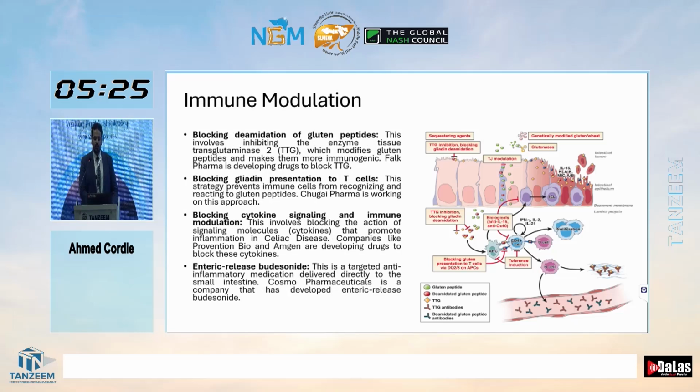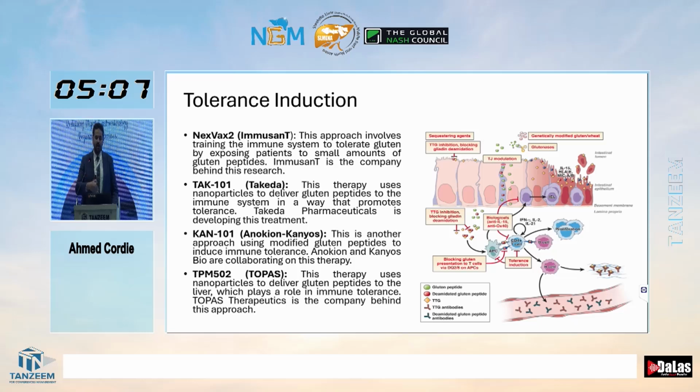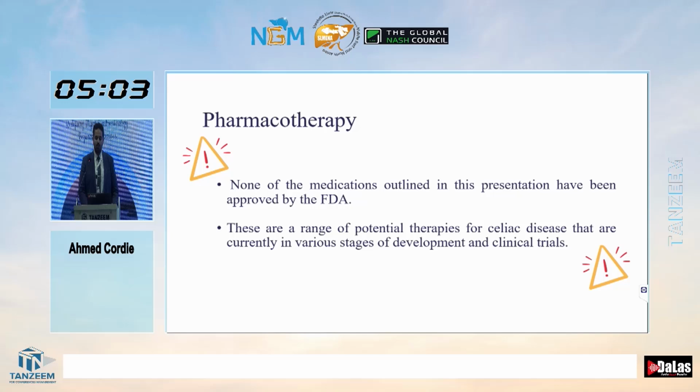We can also go for immune modulation by blocking the deamidation of the gluten or blocking the gliadin-presenting antigen cells, or by blocking the cytokine production from the activated T cells. And also we have some experience with enteric-release budesonide. The third is tolerance induction, with a lot of medications and multiple companies working on this idea, but we need to know that none of these medications is approved by the FDA till the moment. All of them are in different stages of clinical trials, to be available in the market maybe soon.